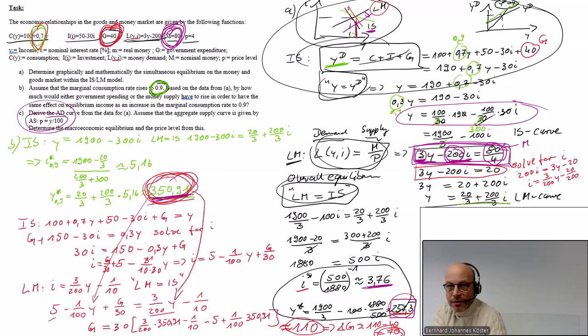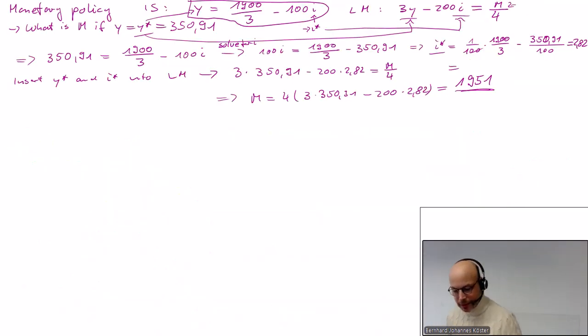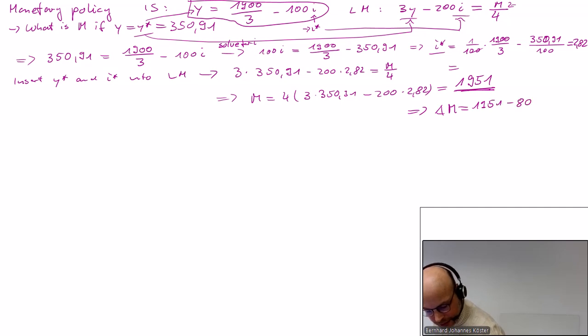And if you then have a look at this, this huge increase of M from 80 to 1,950 is also reasonable. And in the end, we would then obtain delta M is roughly 1,951 minus our 80. And this is then roughly 1,871, I think. Hopefully I've done it right. Okay, so that's it.